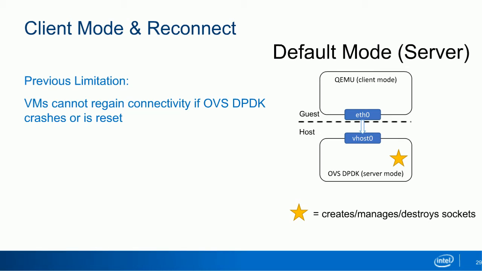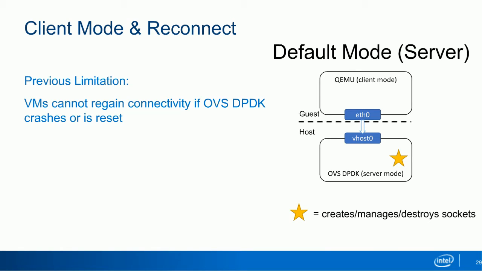vHost User Client-Mode is a new DPDK feature introduced to address another limitation. The limitation this time was the fact that the vHost user port could not regain connectivity to the DPDK backend, in our case OVS DPDK, if it crashed or was reset. So prior to this feature, if OVS DPDK encountered a failure, the VMs attached to OVS with vHost user ports needed to be rebooted in order to regain connectivity. This is a major inconvenience for all users, but especially in a production environment, where downtime of a VM may mean downtime of an important service.